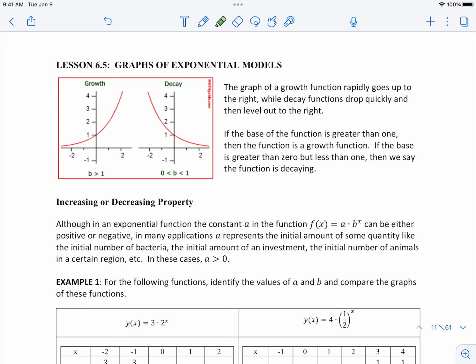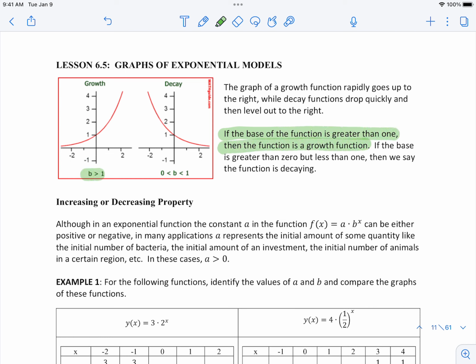Hi everyone! Today we're doing notes for 6.5 graphs of exponential models. The graph of a growth function rapidly goes up to the right, while decay functions drop quickly and then level out to the right. If the base of the function is greater than 1, then the function is a growth function.